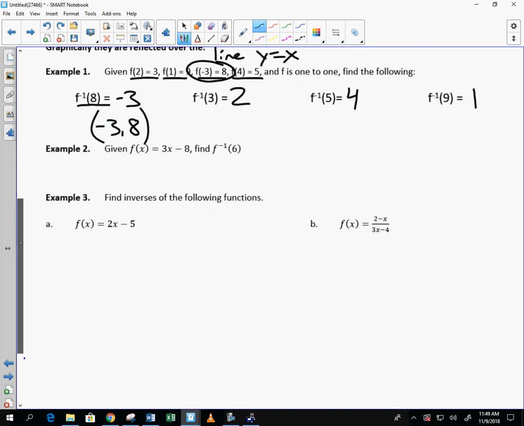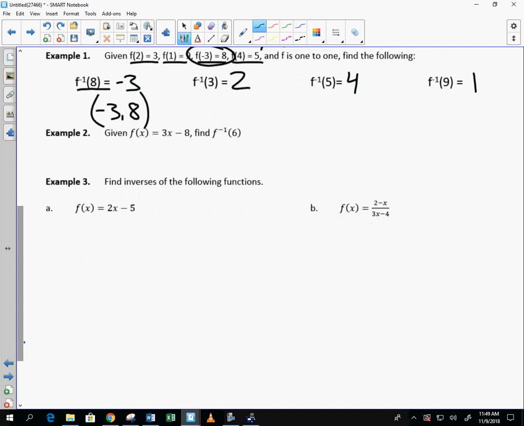And here's a classic example. We're just going to switch it around a little bit, but all of a sudden it gets confusing. It says, given f of x is 3x minus 8, find f inverse of 6. Shoot. Is 6 the x value or the y value? The y value. Very good, Dane. So we have an x value and a y value of 6. So I'm saying if there's a y value of 6, what's the x value? How would I determine that?